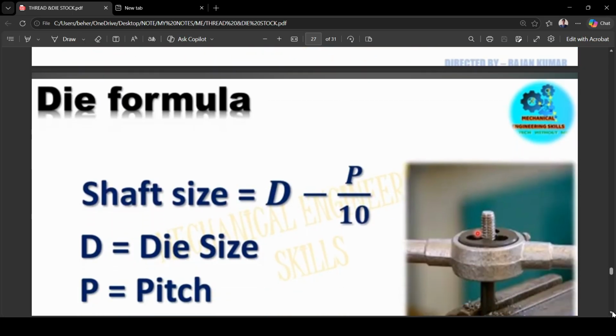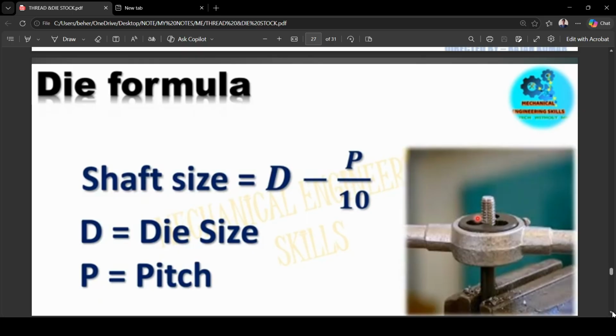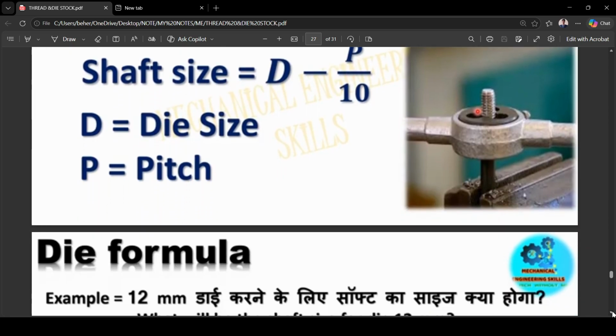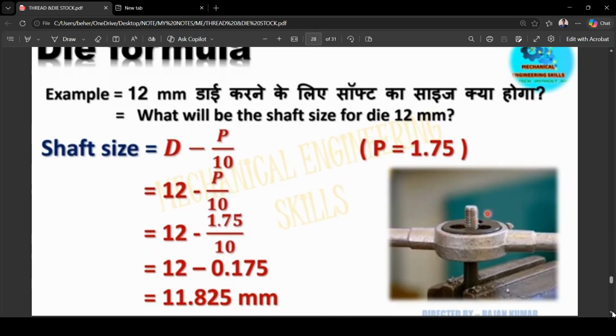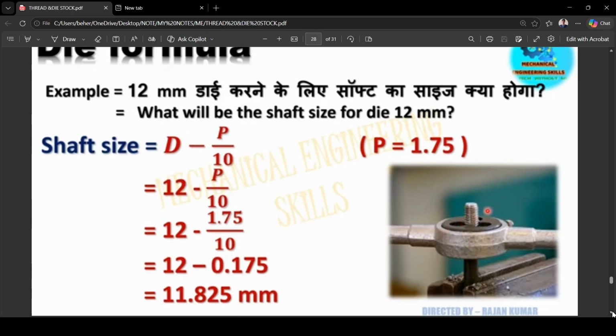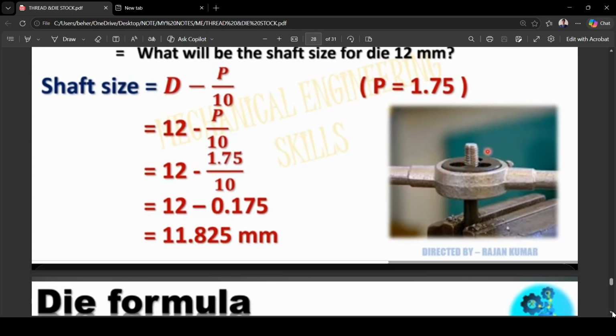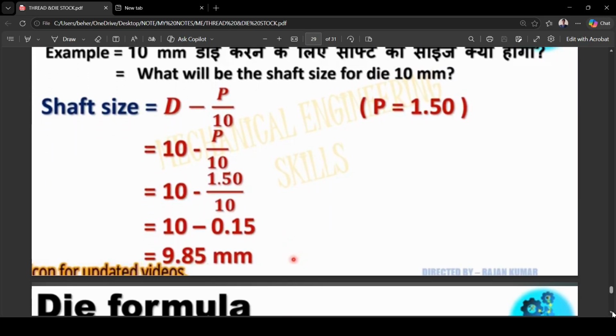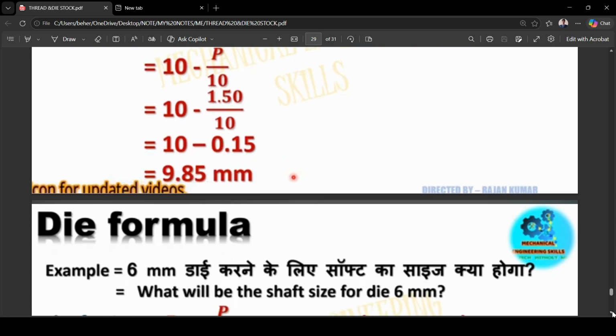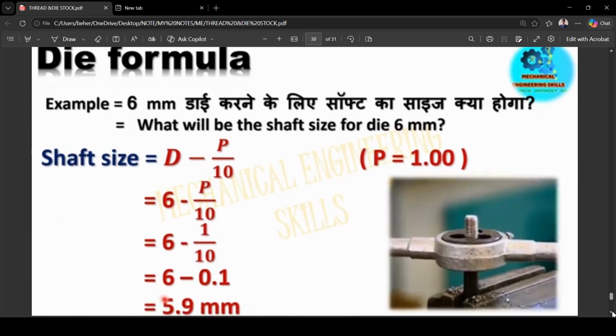Die formula. How to calculate the die formula. Shaft size equals D minus P by 10, where D equals die size and P equals pitch. Example, suppose a 12 mm die size. What will be the shaft size for die 12? So shaft size equals D minus P by 10. 12 minus 1.75, where pitch equals 1.75, gives 11.825. Then one more example, see this image.